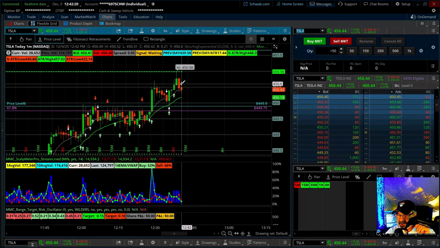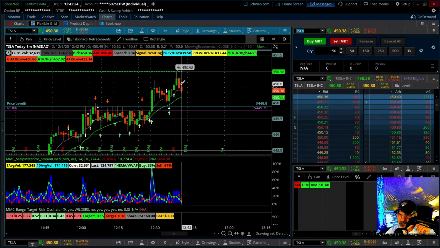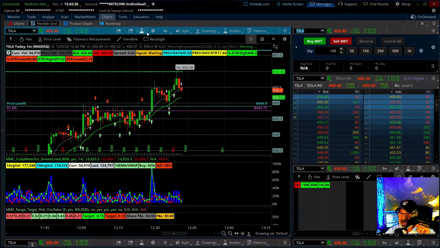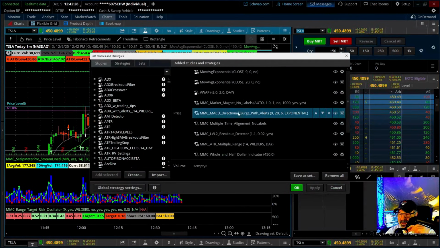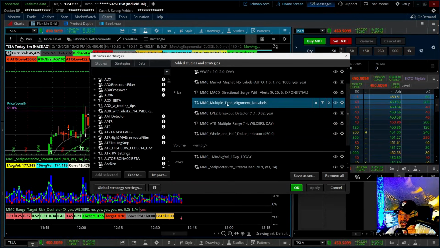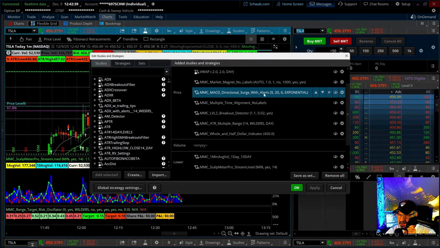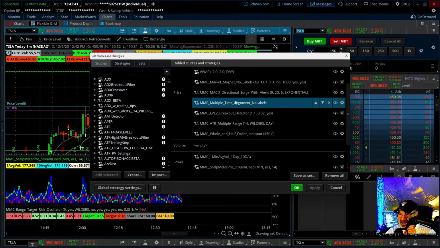The MACD also sent this down. This is based on EMA crossovers. This is another amazing indicator. I've got it right in here, the MACD. It is a custom indicator, set on the 9-26 EMA crossover with alerts. It's coded. You can get that too.